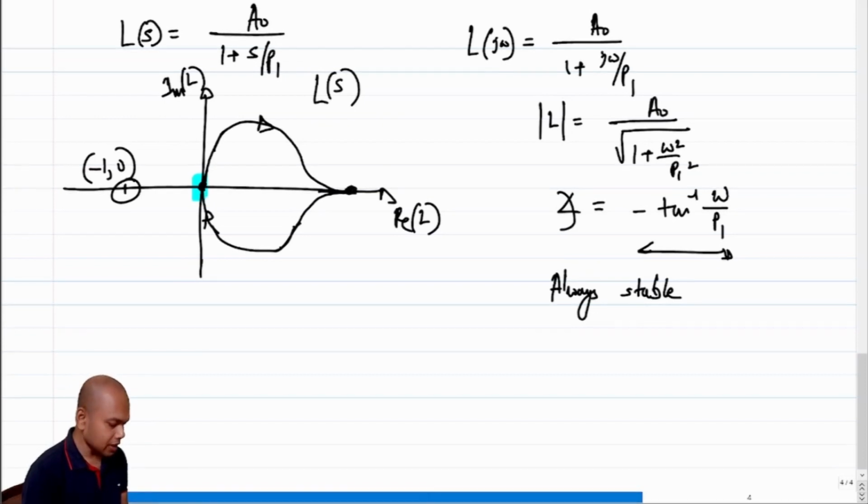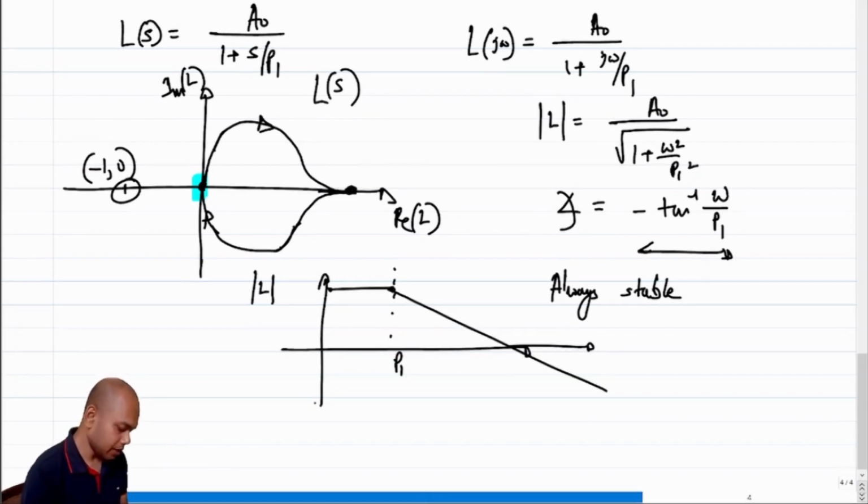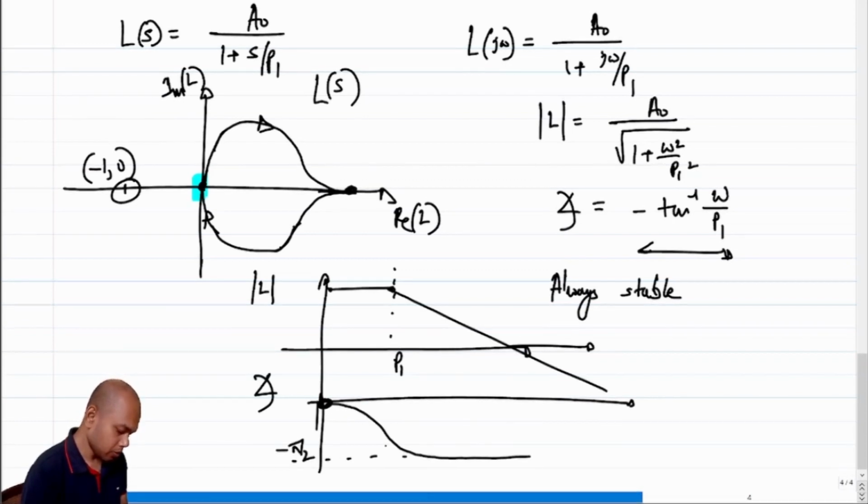Fine. We can understand this from the Bode plot also, right? So the Bode plot of a first order system, what will it look like? Mod of L is something like a straight line till P1, and then it goes like this to minus infinity dB. And what is the angle of L? The angle of L will start from 0 and it will go to minus pi by 2, since this is never going close to minus pi, right? So we can as well say that this guy is always stable.